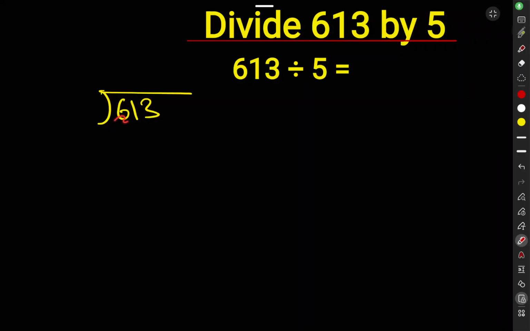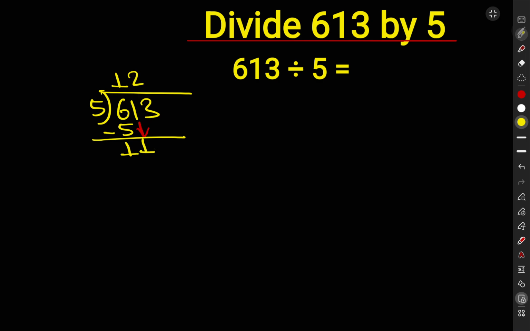Here we divide 613 by 5 in a long division method. So 5 times 1 is 5. On subtracting we get 1. So now we put down this 1 and it is 11.